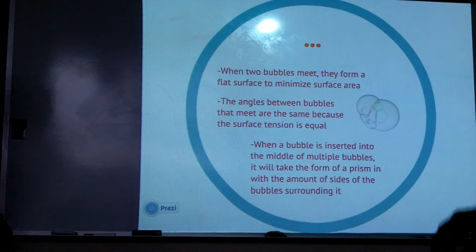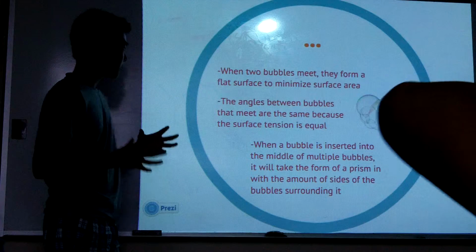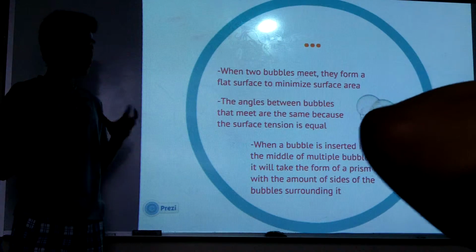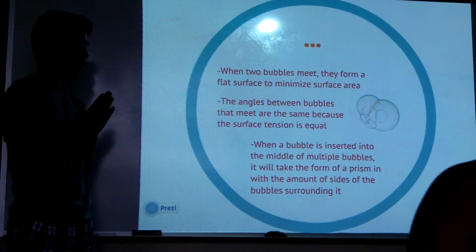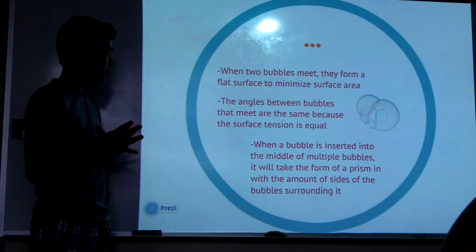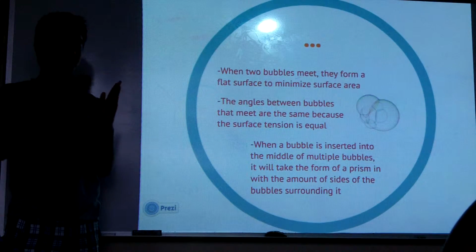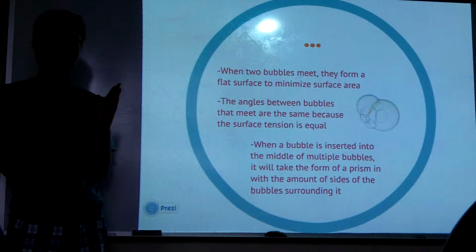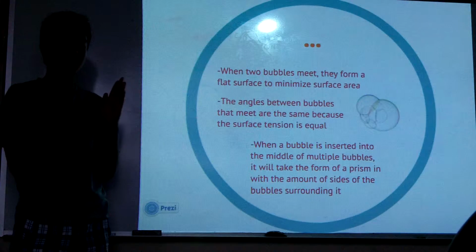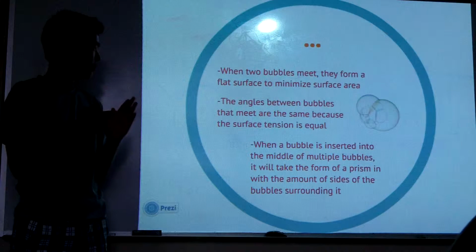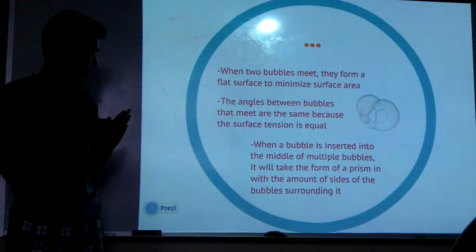Alright, so again, as Anand said, when 2 bubbles meet, this is only for 2 bubbles, they form a perfectly flat surface to minimize the surface area, and the angle between the flat surface and the plane formed by a line that is tangent to the sphere of the bubble meet at 120 degree angles.